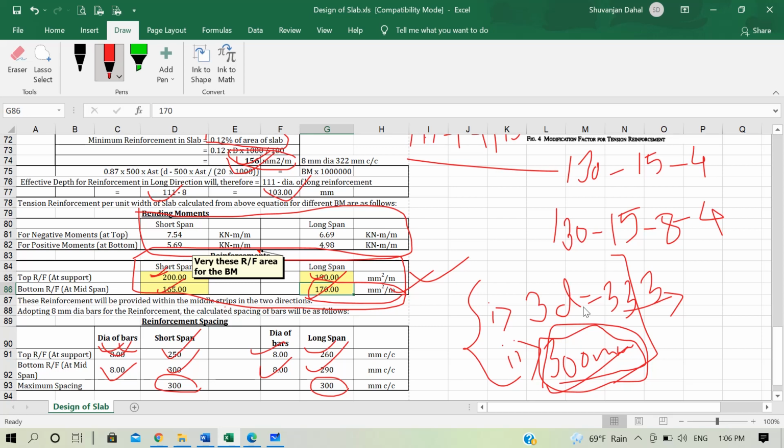And in our next lecture of this video series on design of seismic resistant RCC building, we will probably look at the design of a staircase.